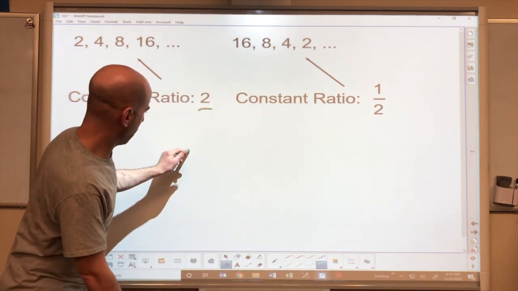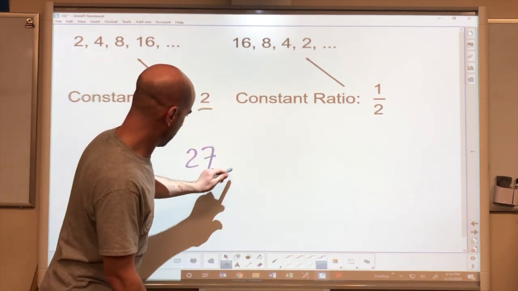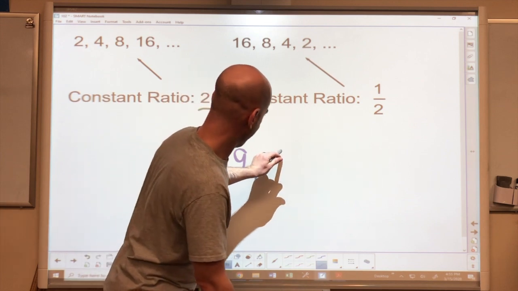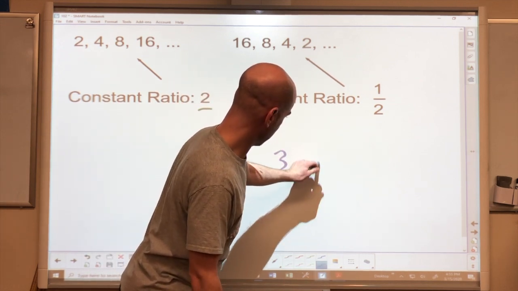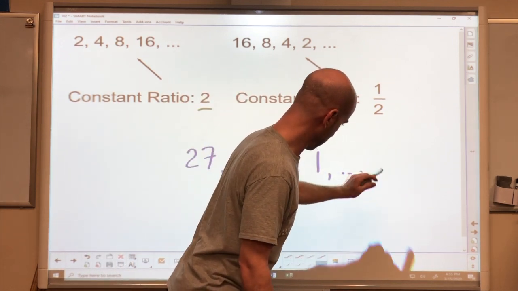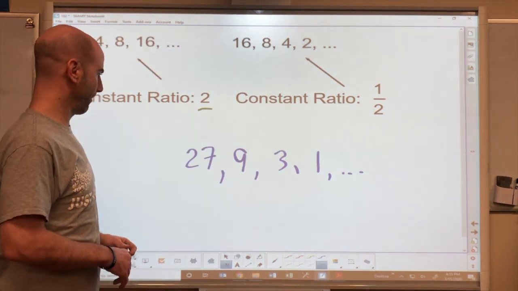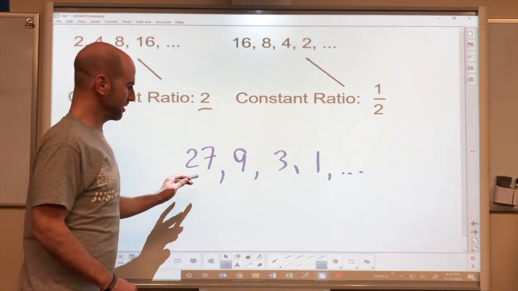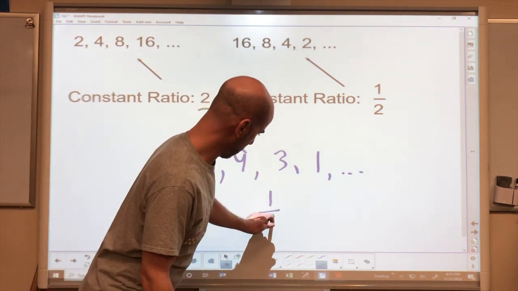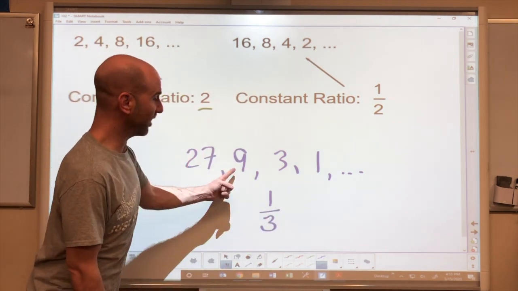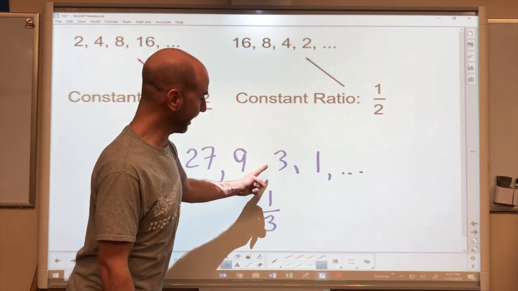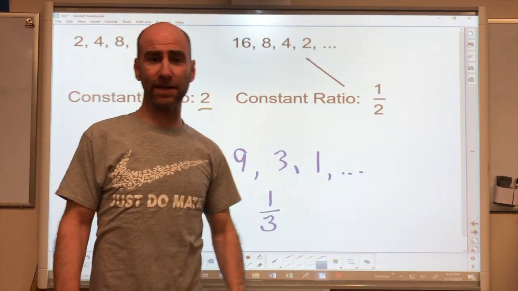So, one more example here. If I give you, think about the constant ratio here. The answer is 1/3. A third remains, a third remains, and there you go. That's constant ratio.